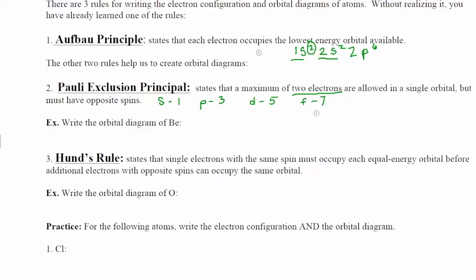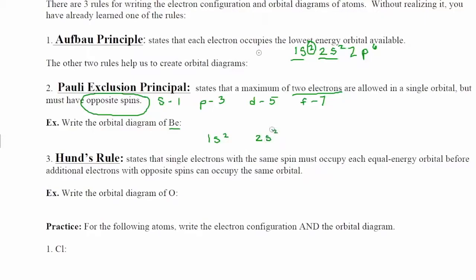Now, I'm going to show you how to write this. I'm going to write out the orbital diagram of beryllium, keeping in mind that only 2 electrons can fit in each orbital, and those 2 electrons must have opposite spins. Don't get overwhelmed. For beryllium, my electron configuration is 1s2 and then 2s2. That's it.